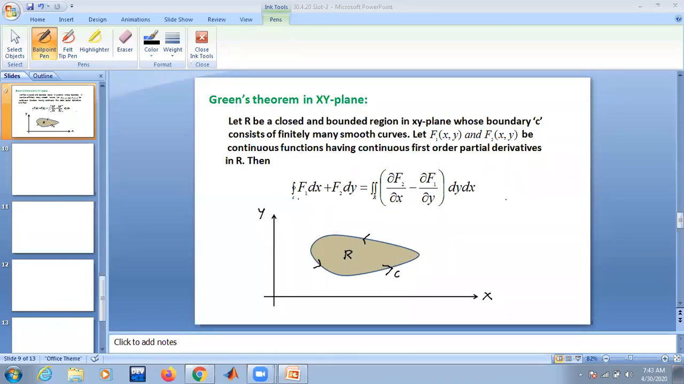If that is the case, the integral over C of f1 dx plus f2 dy is equal to the double integral over R of dou f2 by dou x minus dou f1 by dou y dA. So Green's theorem establishes the relation between the line integral and the double integral. What it says is, integrating over the boundary is the same as integrating over the plane region. So that is what Green's theorem says.